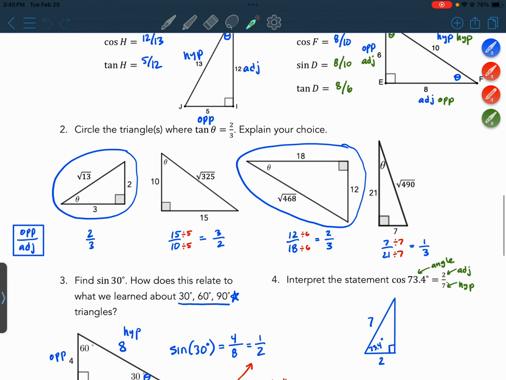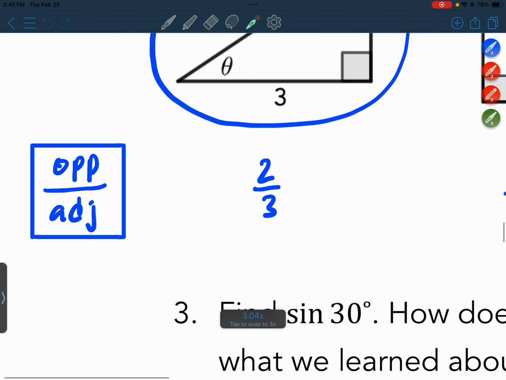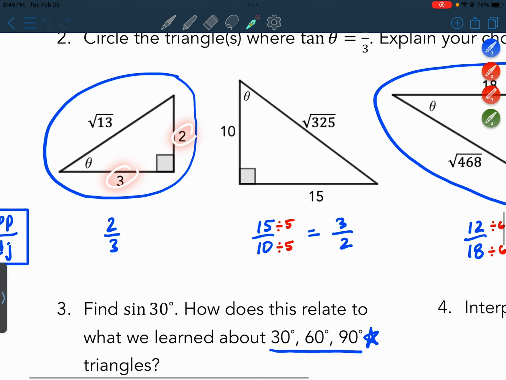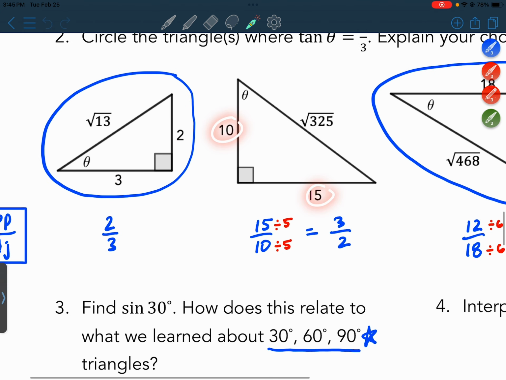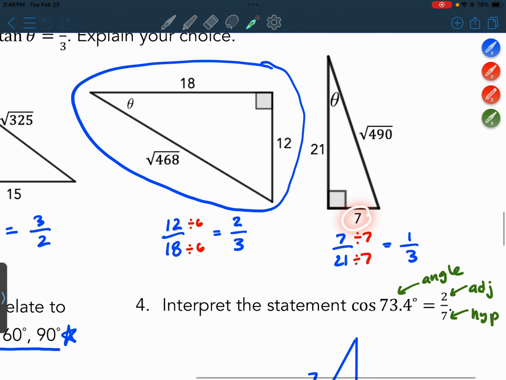All right. Question 2. So we have 4 triangles. Each triangle has an angle that's labeled with our new variable, theta. And we have some side lengths. But we're only looking for triangles whose tangent ratio is 2 to 3. And so the tangent ratio is opposite to adjacent. And so I wrote the ratio for each triangle: opposite to adjacent, opposite to adjacent, opposite to adjacent, and then opposite to adjacent.